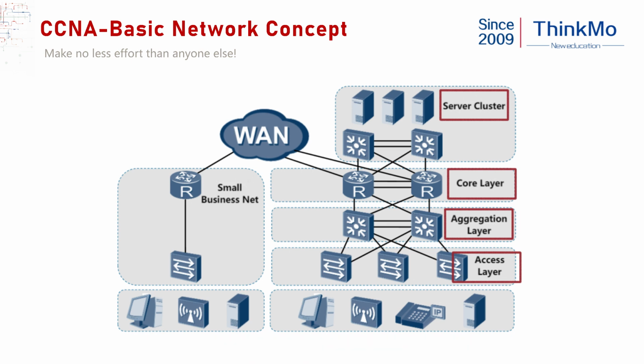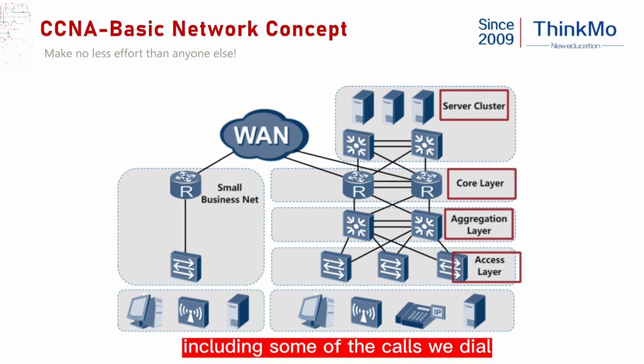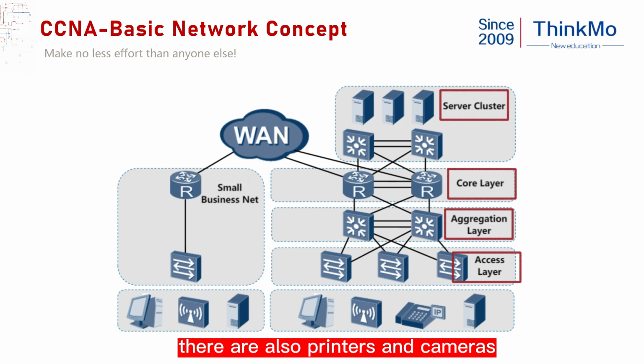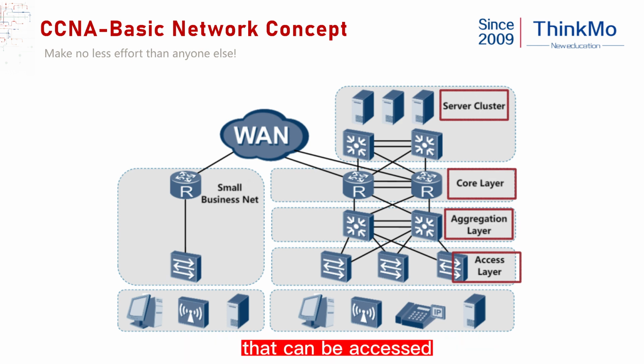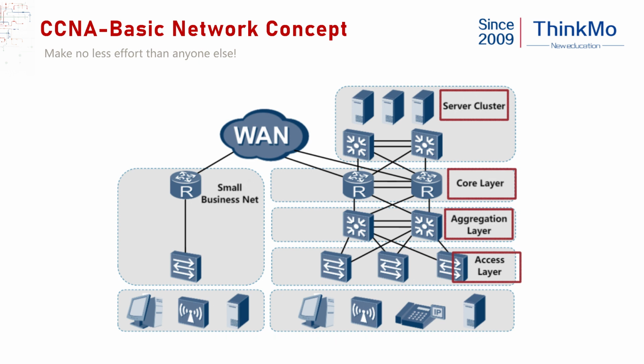Now look at our right. You can see what its features are. There are many lines. First, the terminals below are the same: for example, PCs, wireless devices, telephones, including the calls we dial, and some of our internal servers. These terminal devices, and also printers and cameras, can be accessed and connected to our access layer devices. Then, for the access layer we are talking about, what equipment will be used here? We'll use our layer 2 switch. Let me just tell you here.